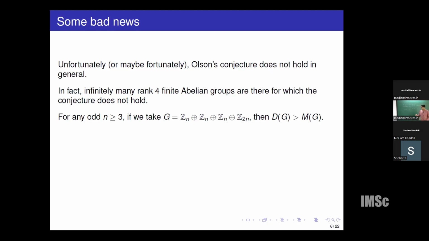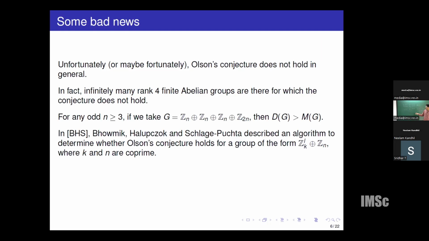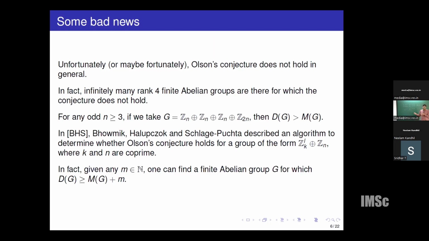In fact, Bhowmik and collaborators have described an algorithm, so that if your group is of this form, there is an algorithm to show whether Olson's conjecture will hold here or not. And actually, let's say you take any number m, you will be able to produce some finite abelian group for which the difference between dg and mg is at least m.